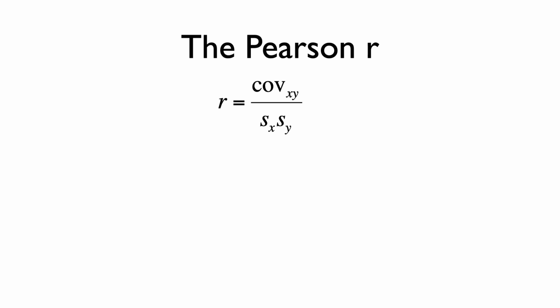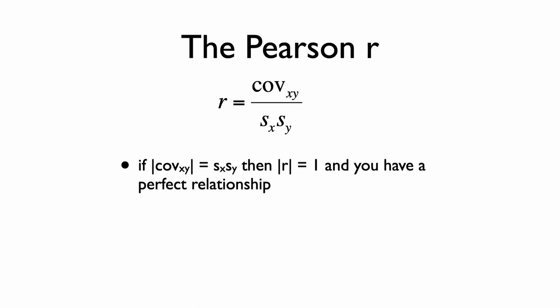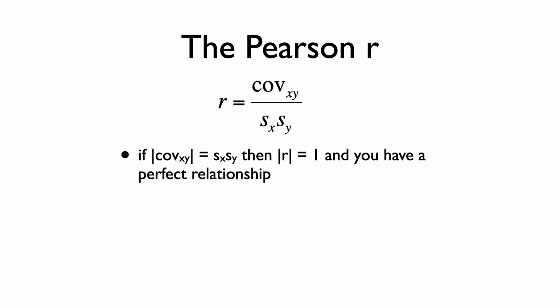Very nice. Okay, so this should not be so hard to work with. I know you guys have all worked with correlations before. You've read articles that have correlation coefficients in them, so I know you're aware of them. If the absolute value, so irrespective of sign, remember, covariance can be positive, going uphill, or negative, going downhill. If the absolute value of the covariance of x and y equals the standard deviation of x times the standard deviation of y, then the absolute value of r equals 1, and you have a perfect relationship.